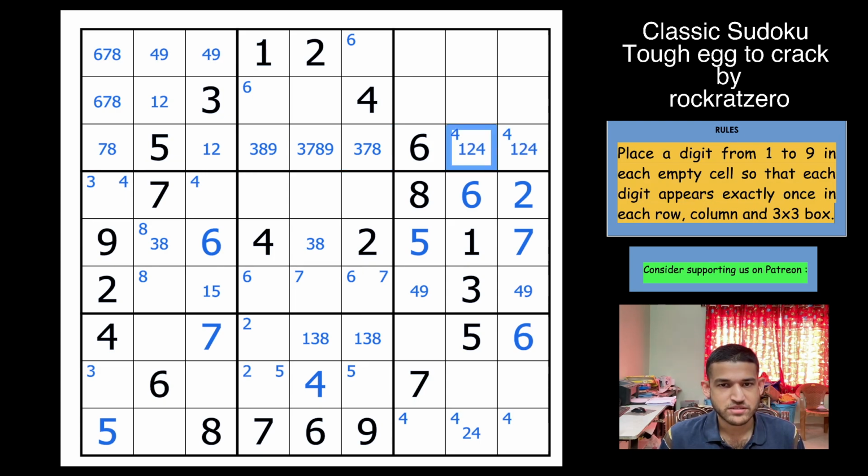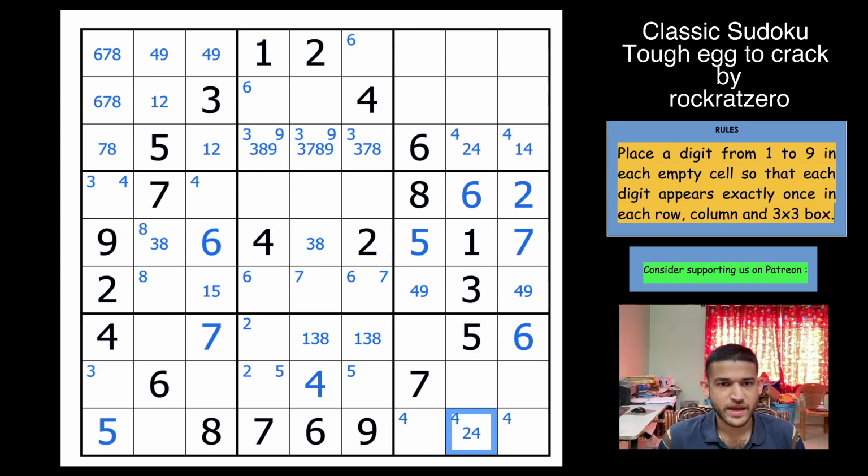This is not 1, this is not 2. Okay, so 7, 8, which means 3 and 9 go in here. 3 goes in here and 9 goes in here. Okay. Do we have something with that? I'm afraid no. So 2, 4.